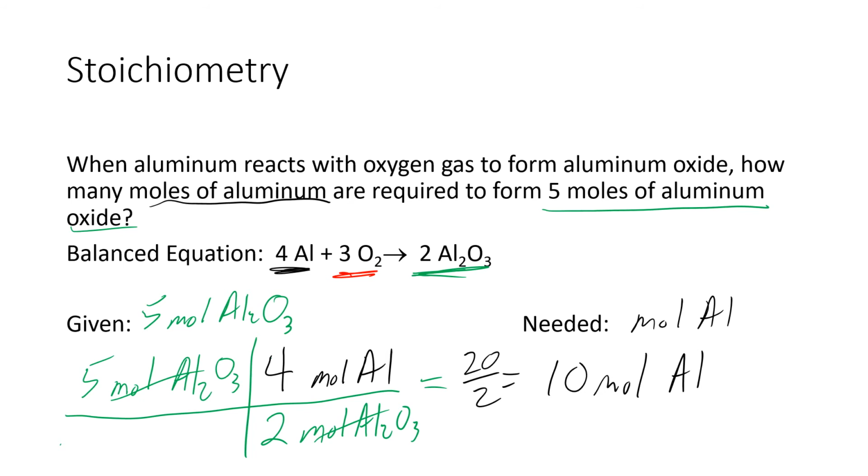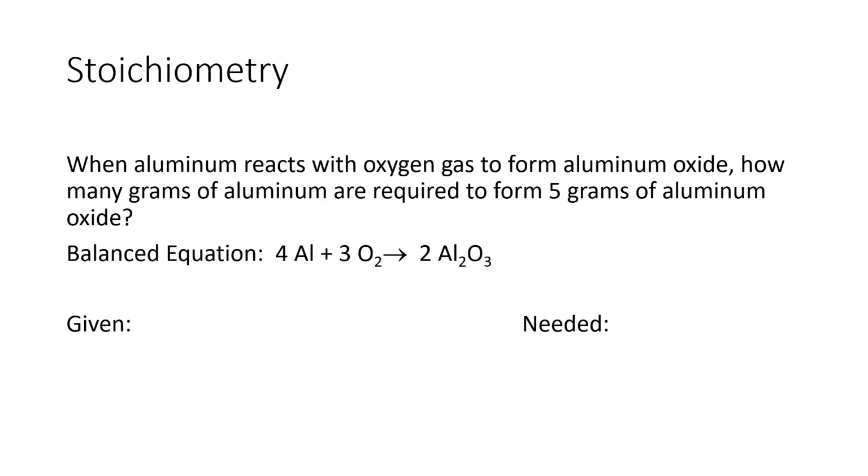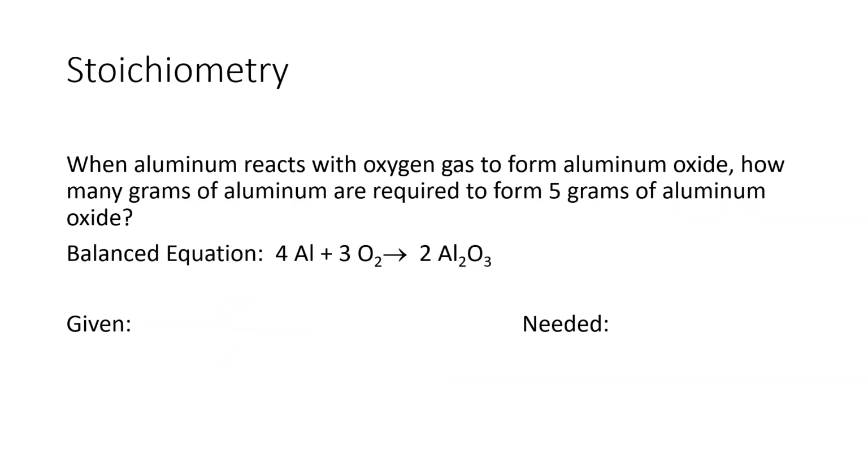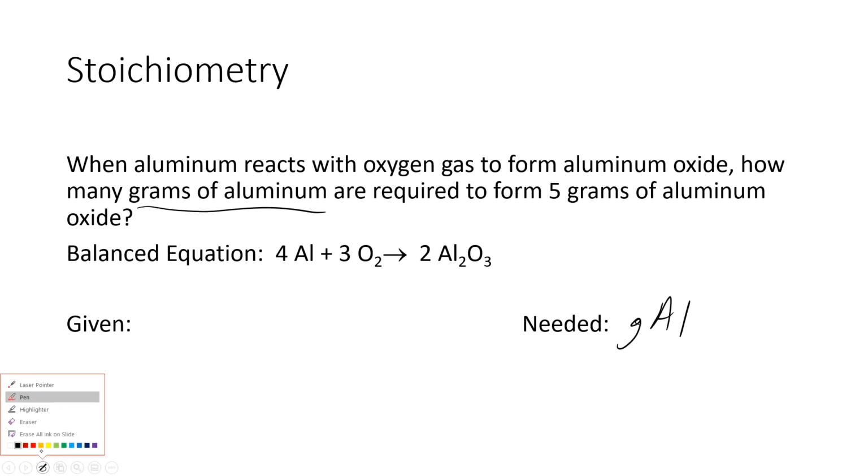All right, so these mole to mole things you can almost do in your head, right? Because you're seeing here that if I have 5 of these, how many of those did I need? And it's a 2-to-1 relationship, so you would need twice as much aluminum. Perhaps you see that. All right, but now we again turn to grams. Moles turns to grams. So this is going to be a little bit harder. So we need grams of aluminum. That's where we're headed.